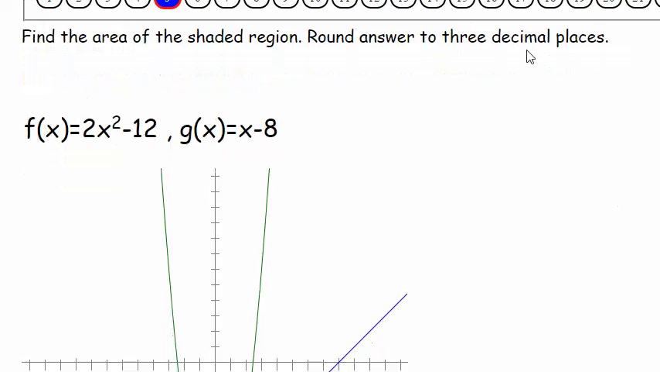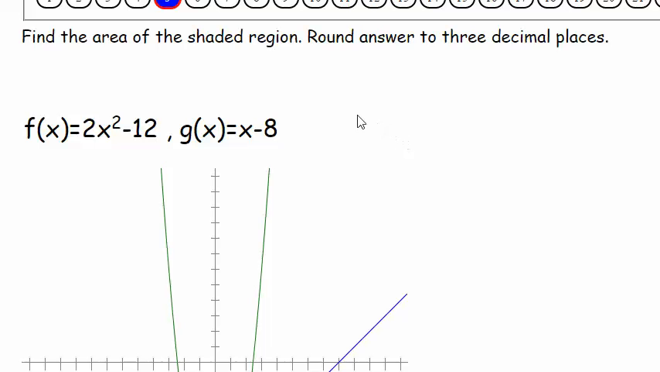Alright, find the area of the shaded region. Round the answer to 3 decimal places. Let's write those two down. We have 2x squared minus 12. That's our f of x, and g of x is x minus 8. Alright, I got that written down.